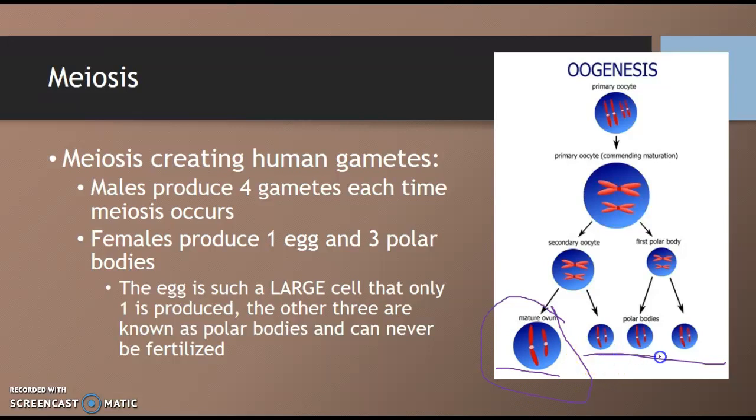The other 3 are what we call polar bodies. They're never going to be fertilized, and they're kind of here to help just nourish the egg. They don't really do a whole lot. So that's a big difference between males and females when it comes to meiosis. In females, we only create 1 egg, and in males, you create the 4 sperm.